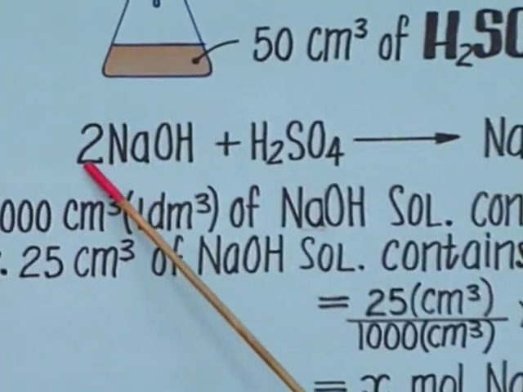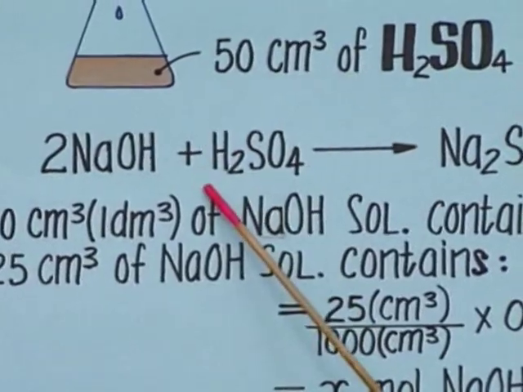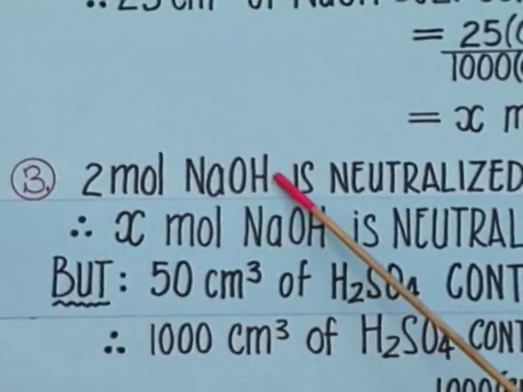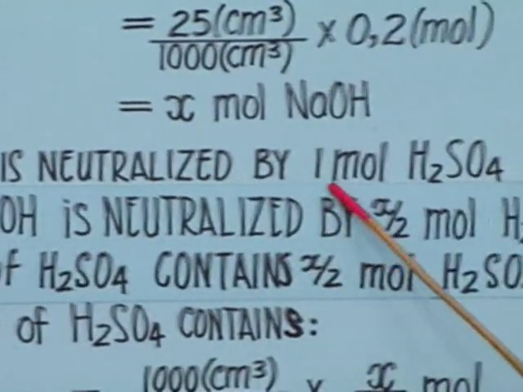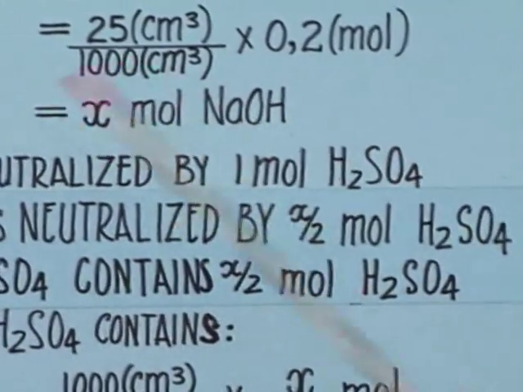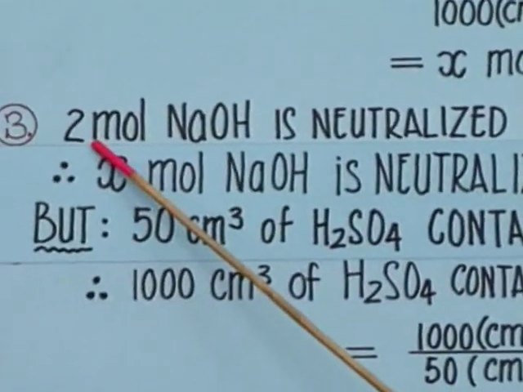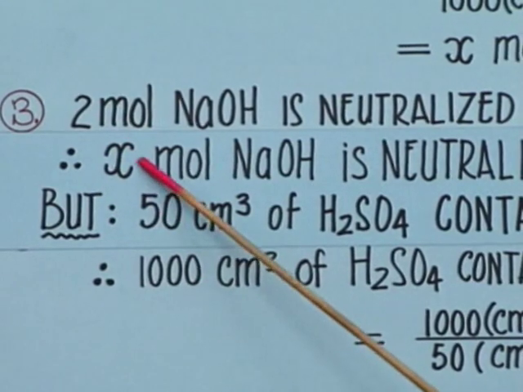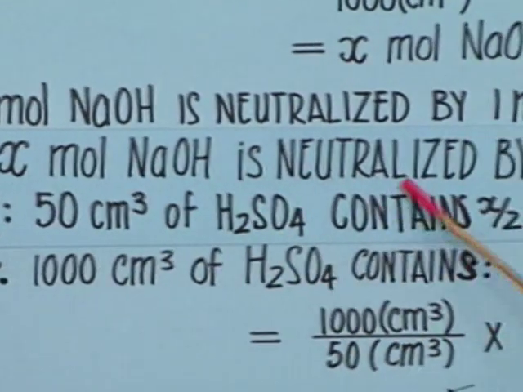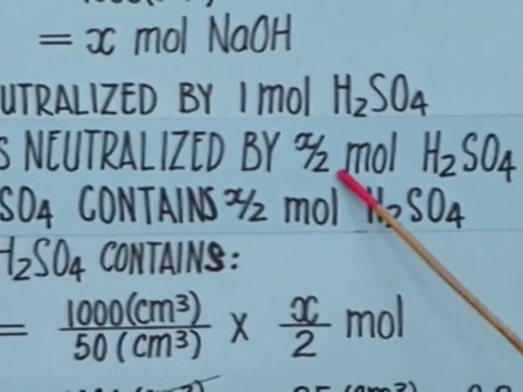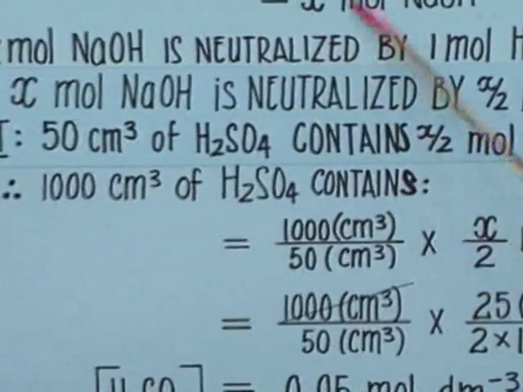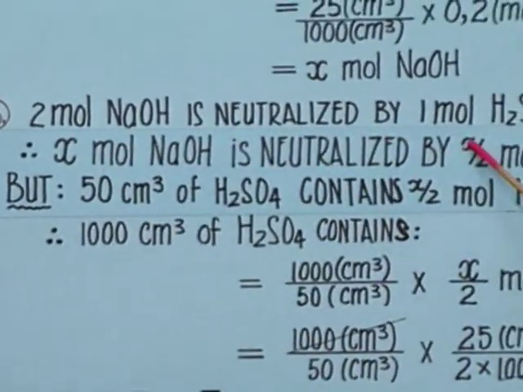If I look at my balanced equation, I notice that 2 moles of sodium hydroxide reacts with 1 mole of sulfuric acid. So that's what we're saying here: 2 moles of sodium hydroxide is neutralized by 1 mole of sulfuric acid. But we didn't use 2 moles of sodium hydroxide. We used X moles. So X moles of sodium hydroxide is neutralized by X over 2, half that number of moles, of sulfuric acid. Can you see it? The reaction ratio of 2 to 1, or X to X over 2.